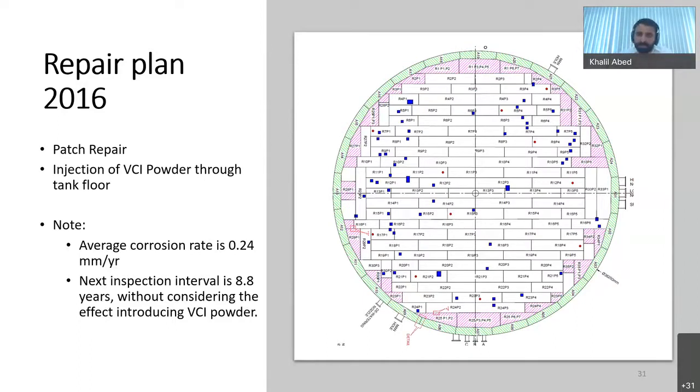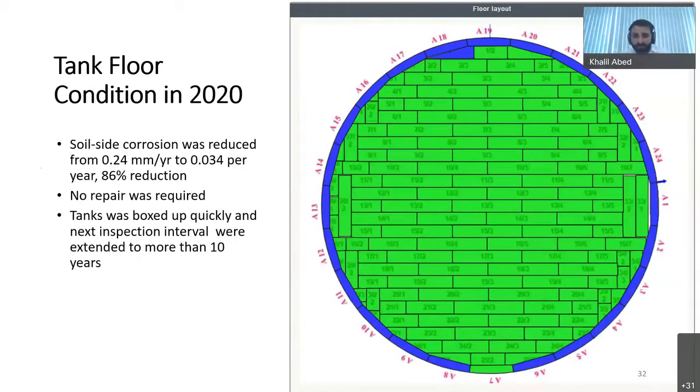Now, vapor phase corrosion inhibitor powder was introduced, and this is the result after 4 years of the tank floor. When they decided to take the tank out of service to change the product stored in the tank, they also took this as a chance to scan the floor, and the scan showed an 86% reduction in the corrosion rate from 0.24 millimeter per year to 0.034 millimeter per year. The tank did not require any repair at that time, and it was boxed up, and it was good to go for another 10 years.